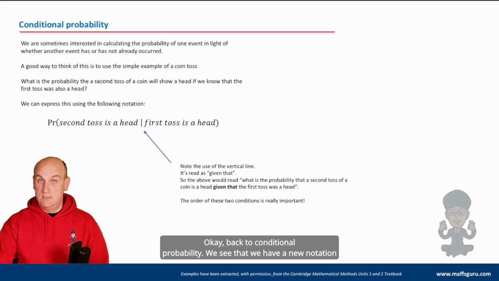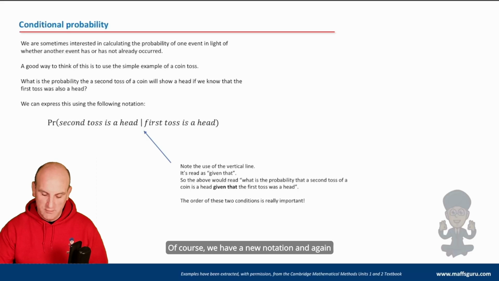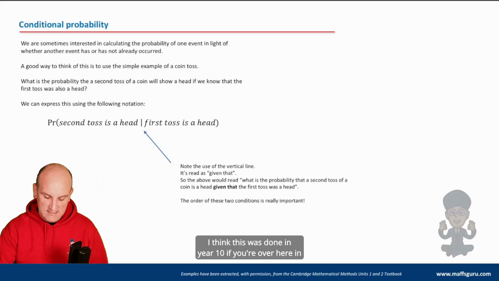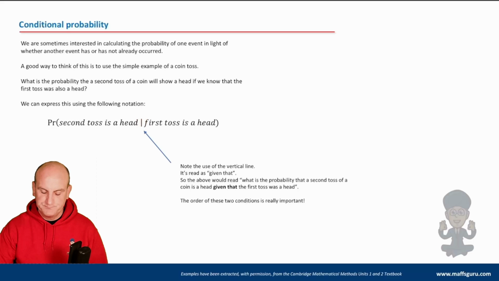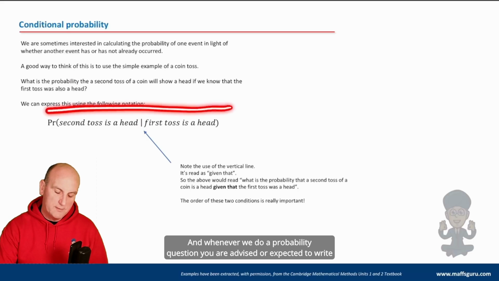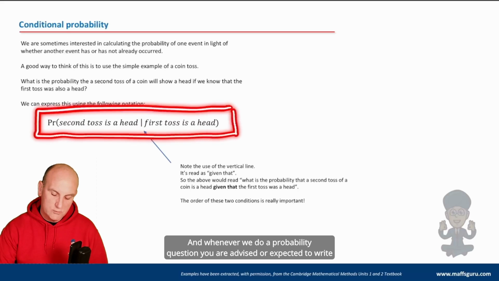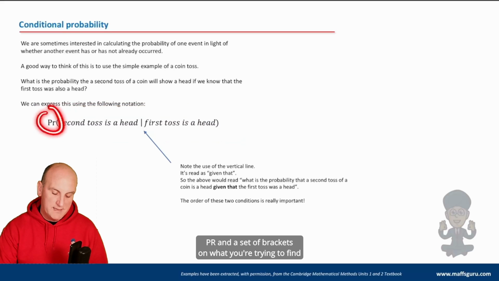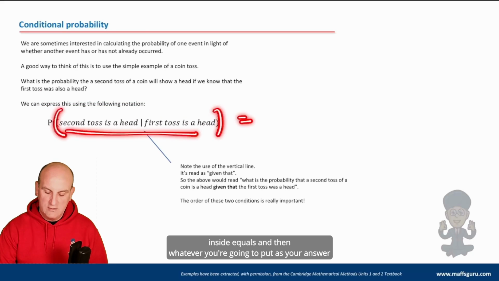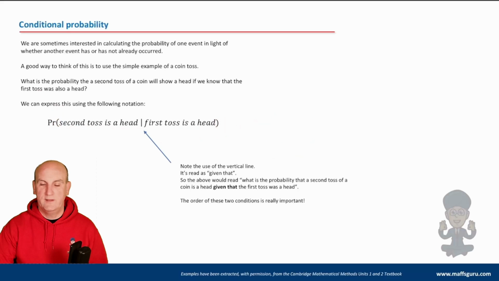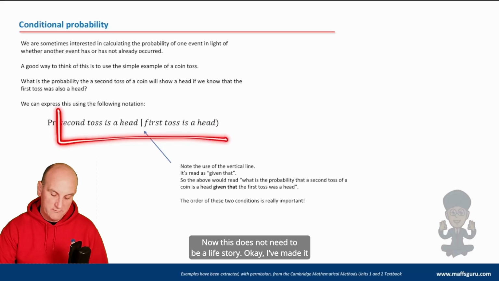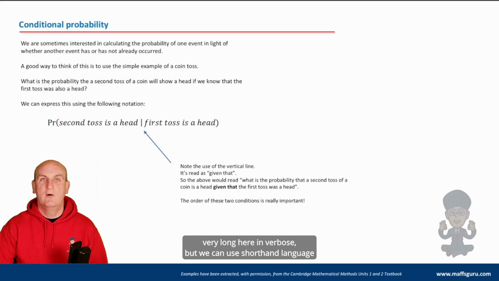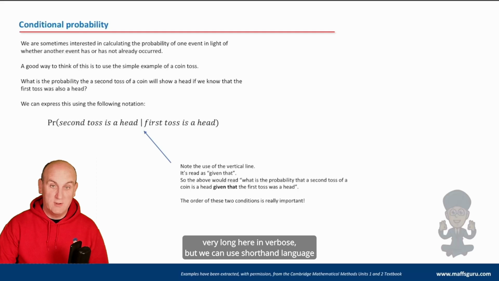Now, going back to conditional probability, we see that we have a new notation. Of course we have a new notation. I think this was done in year 10 if you're in Australia, and it is effectively that vertical line here. Whenever we do a probability question, you are advised or expected to write Pr and a set of brackets, and what you're trying to find inside, equals, and then whatever you're going to put as your answer. This does not need to be a life story. I've made it very long and verbose here, but we can use shorthand language.